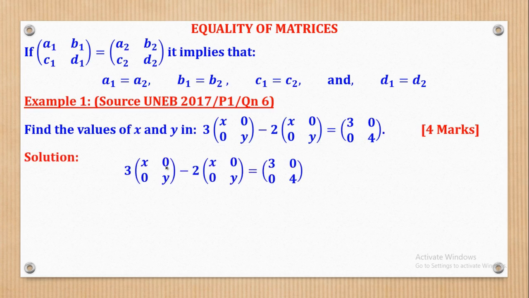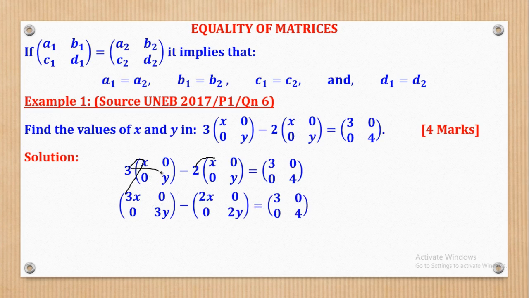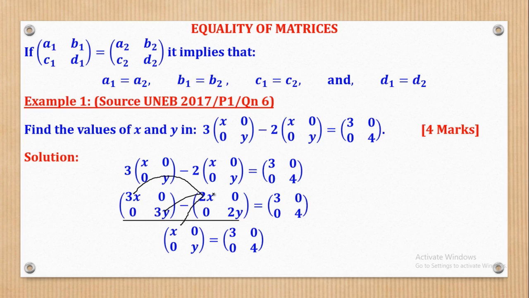So we shall first state the matrix given. After that, we shall do scalar multiplication. So this 3 multiplies each entry inside here, and also 2 will multiply every entry inside this matrix. So when we do that, this with this gives you 3x, and this with this gives you 3y. This with this gives you 2x, and this with this gives you 2y. This side is still equal to that. Next we have to simplify these two by subtracting. So 3x minus 2x will give you x, and also 3y minus 2y will give you y.